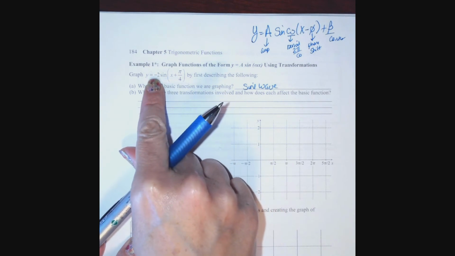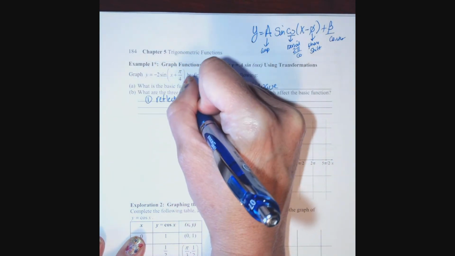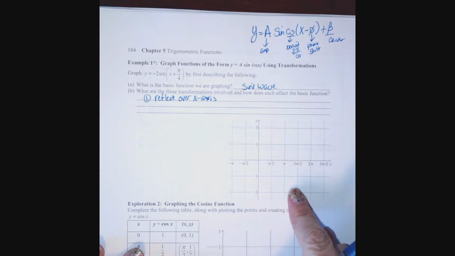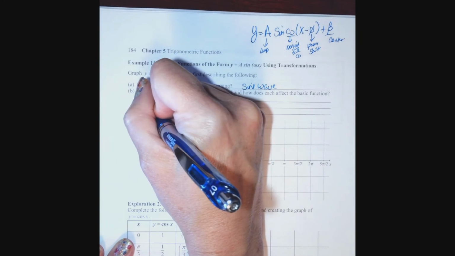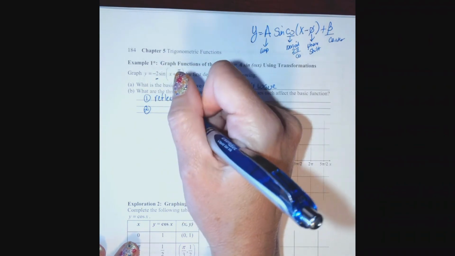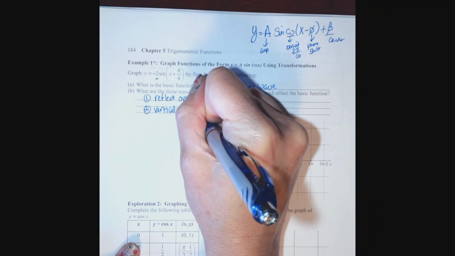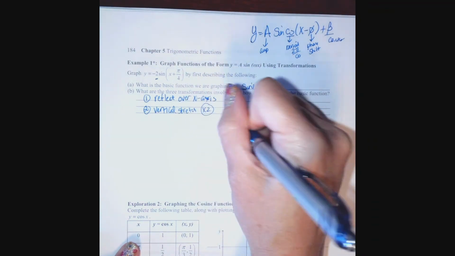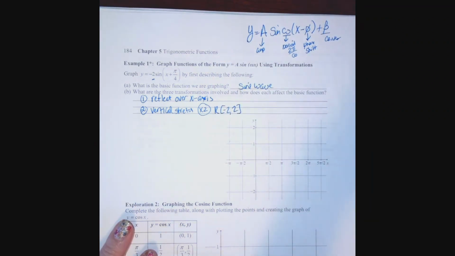The first transformation we're going to talk about is this negative out front. That negative out front is going to reflect it over the x-axis. So that last sine function started at center and went down. If we reflect that over, we're going to start at the center and go up. The second transformation that we see is that 2 here, that amplitude change. That's a vertical stretch by a factor of 2. So now my range is going to be from -2 to +2 instead of -1 to +1.